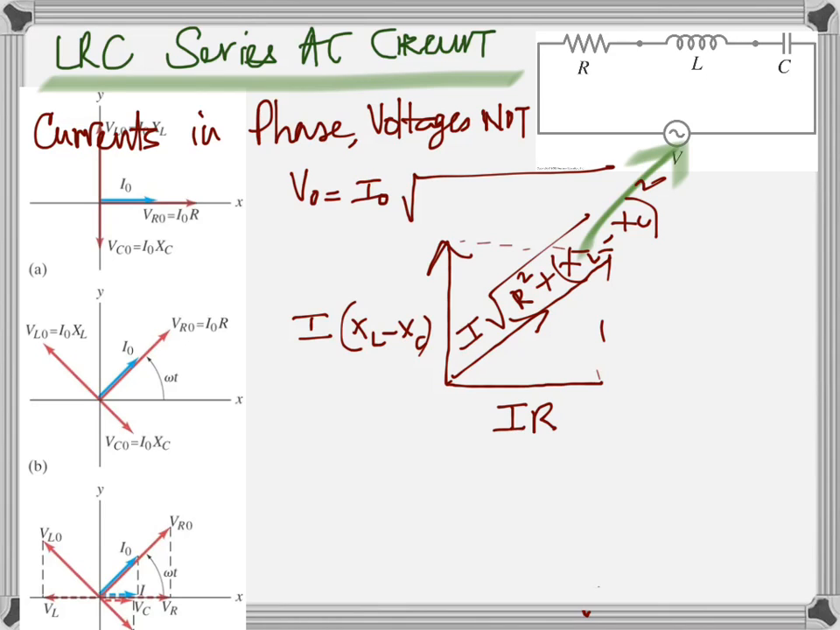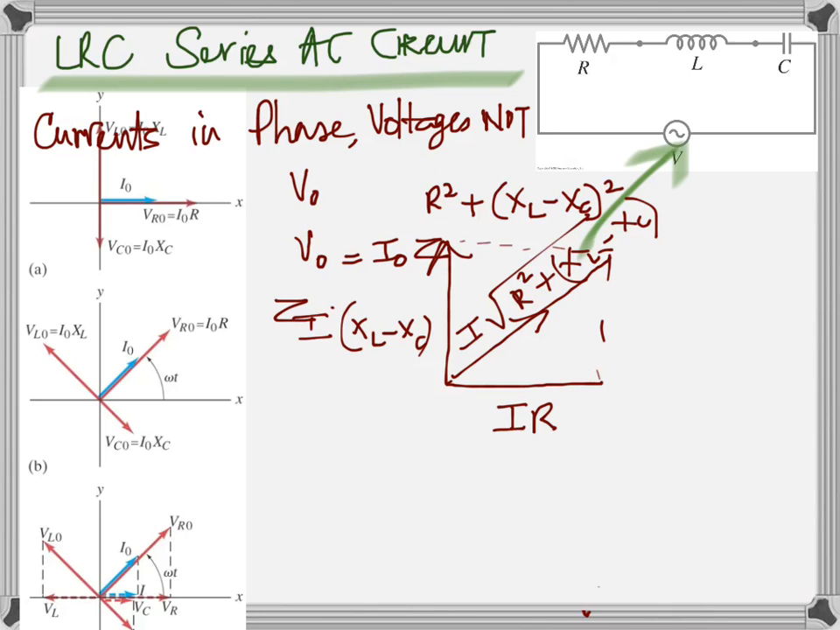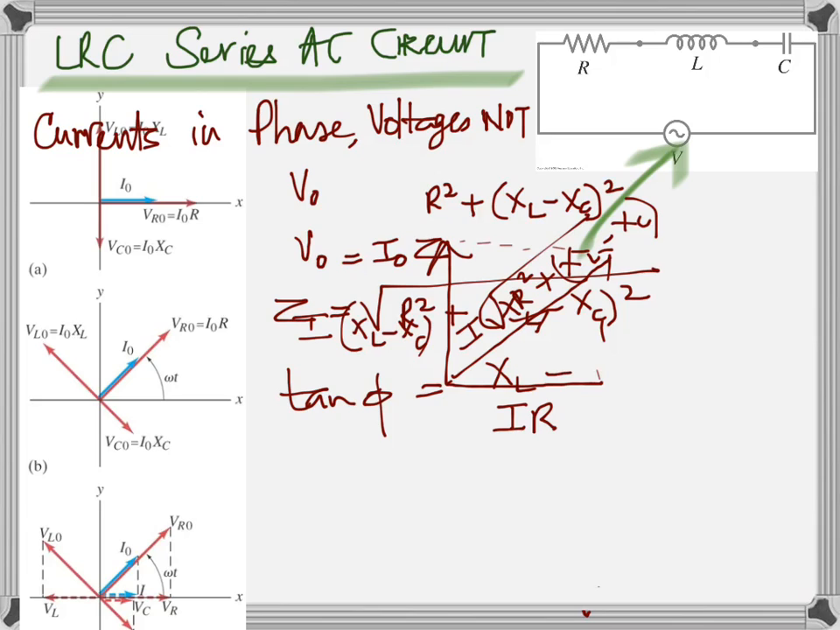Let me just take away what I wrote. Now, impedance is Z. I will be writing over it now, hopefully it will not be too messy. V naught is I naught Z, and Z is this whole thing. Z is the square root of R squared plus XL minus XC whole square.